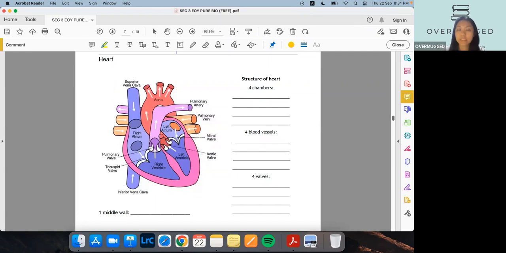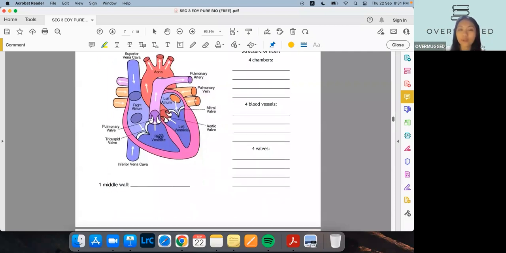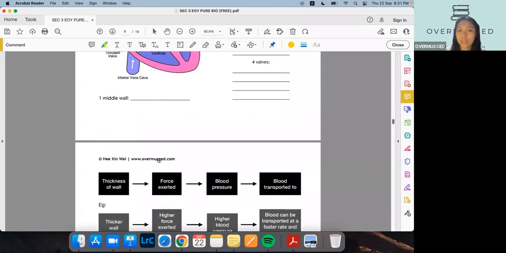So that is the main structure of the heart. And you really need to know this well, because without being able to label them, without knowing exactly the direction of blood flow of all this, it is quite difficult to understand our next part.